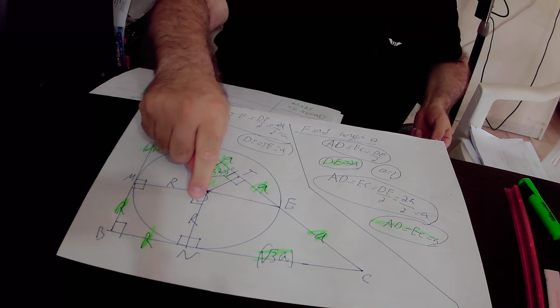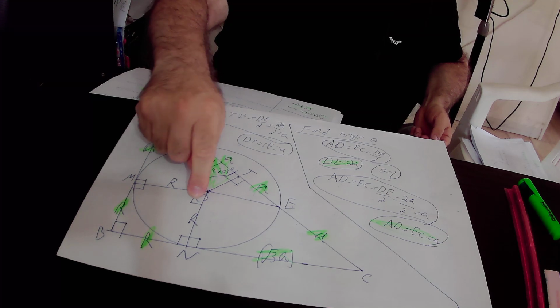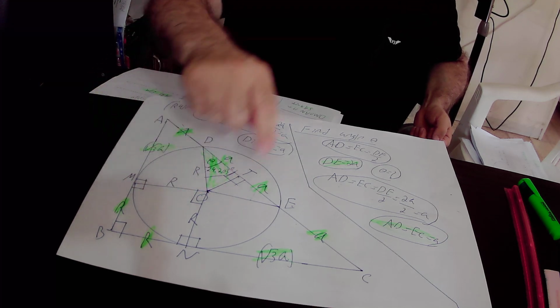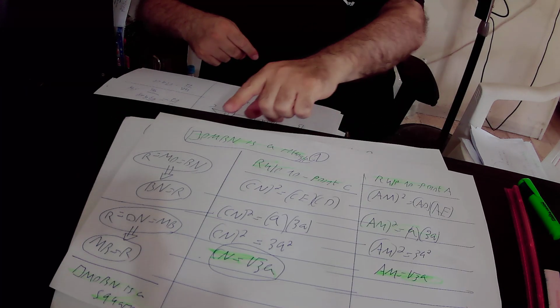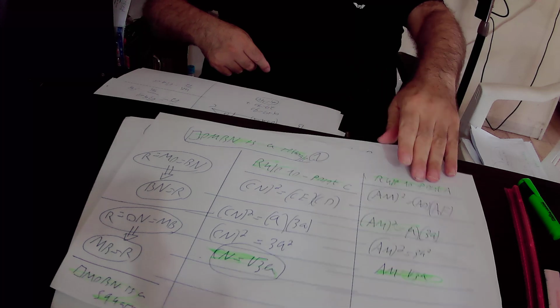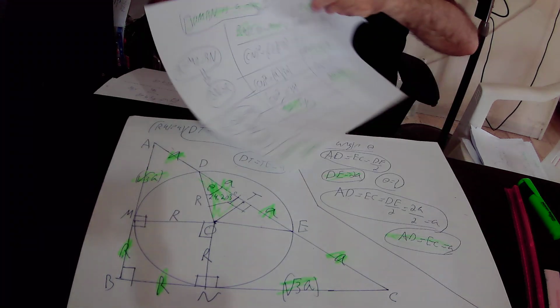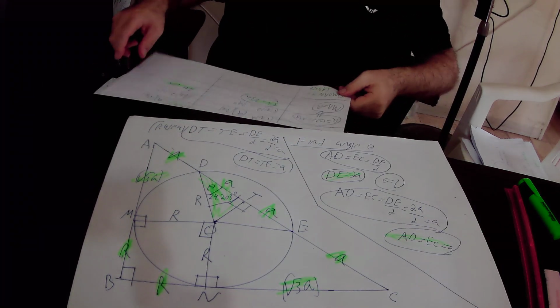Therefore, the fourth angle must also be equal to 90 degrees. Therefore, quadrilateral MOBN that has 4 right angles is a rectangle. Quadrilateral MOBN is a rectangle. And we know that the opposite sides of a rectangle are equal to each other.